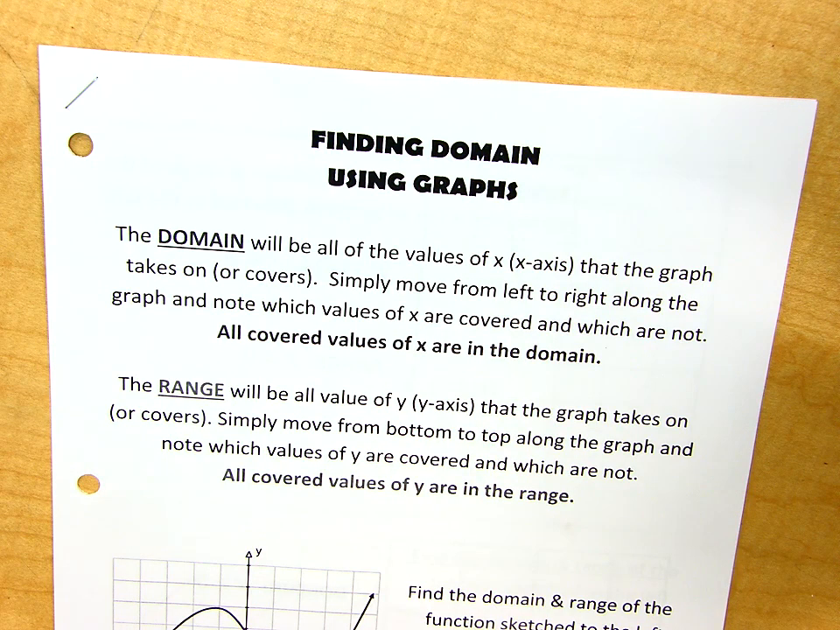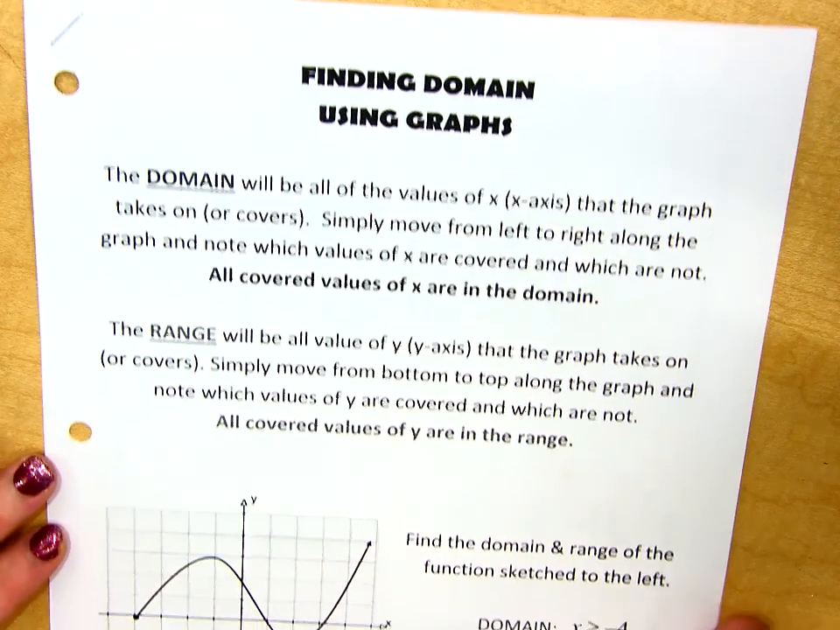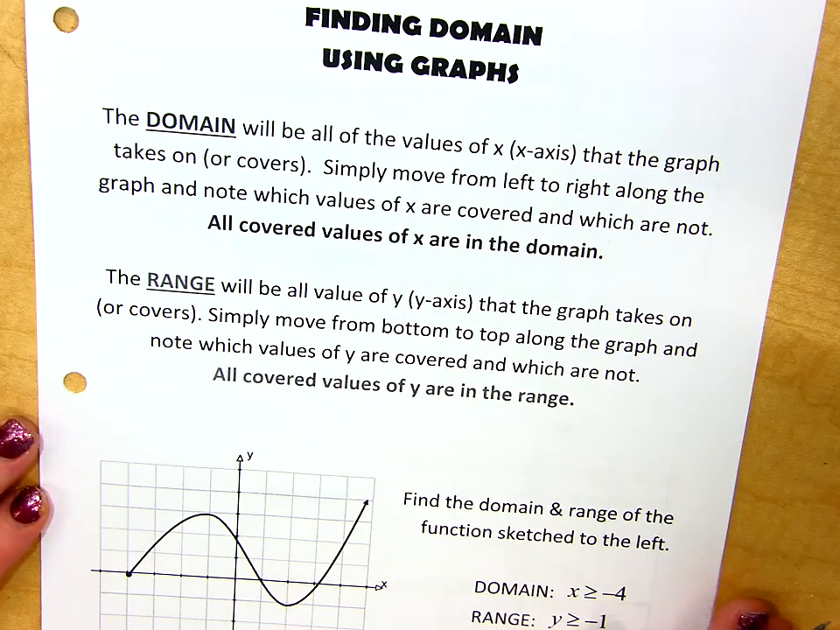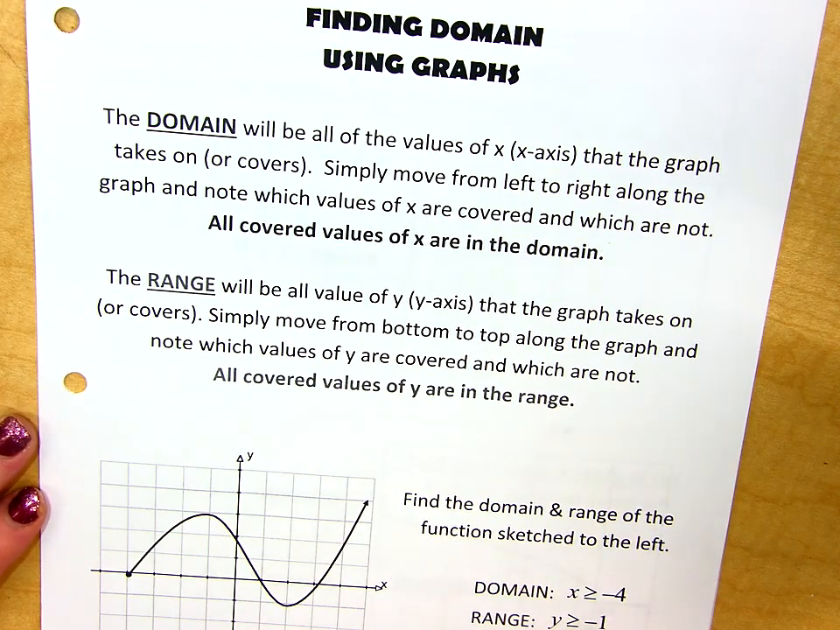Okay, so today we are looking at domain and range. If we take a look at the first page of this note sheet, domain is all your x values. We've been talking about that. All the values of x on the x-axis that the graph takes on or covers. So to find the domain of a graph, if you're given a graph, you're going to start from left to right and move along the graph and note which values of x are covered and which are not. All covered values of x are in the domain.